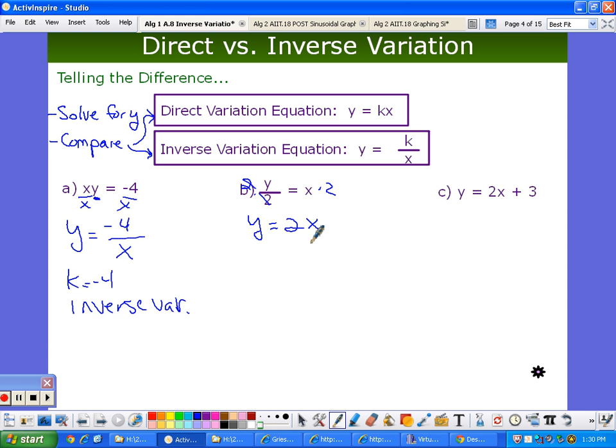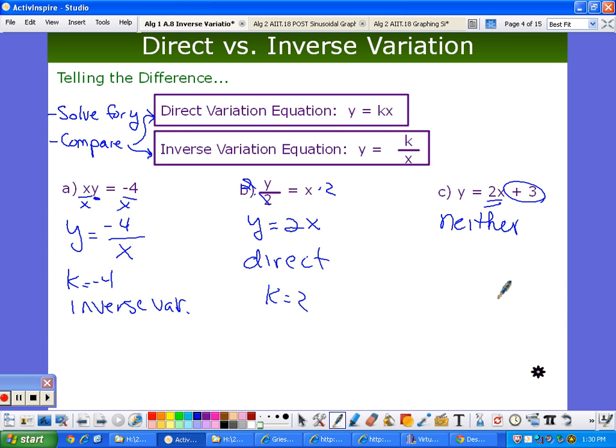Which is that, direct or inverse? Direct. Because what's the k? 2, right? Direct. Now what about this guy? y equals 2x plus 3. Neither of them. How come? It looks a little bit like a direct, but direct variation always has the y-intercept of 0. So it's not either of them.